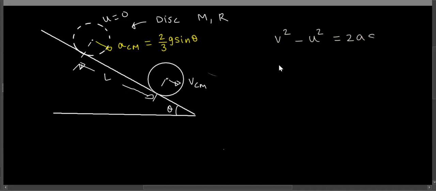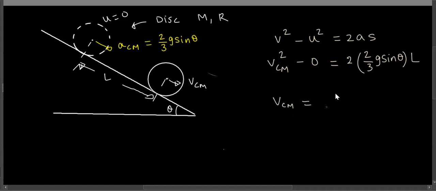So velocity of center of mass is what we need, square. Initial velocity is anyway 0. Now the acceleration down the incline is 2/3 g sin theta, and the displacement is L center to center. Then what do we get here? The velocity of center of mass is simply the square root of 4 g sin theta into L by 3. You get this? Now, one important thing here.